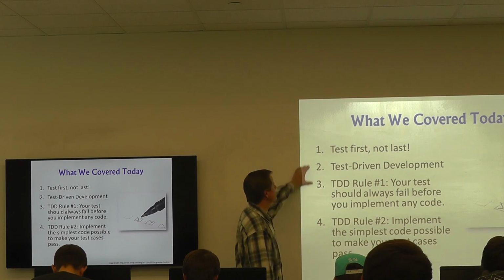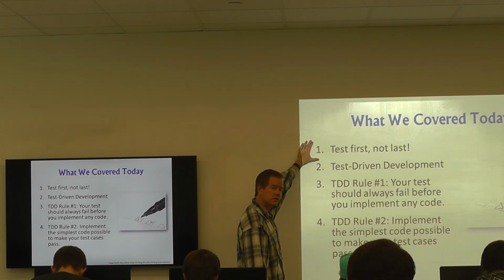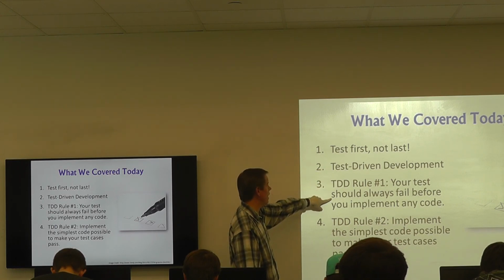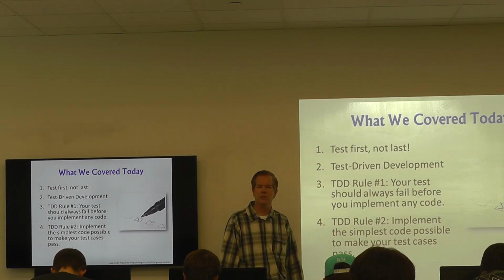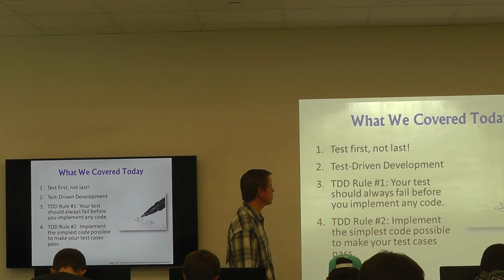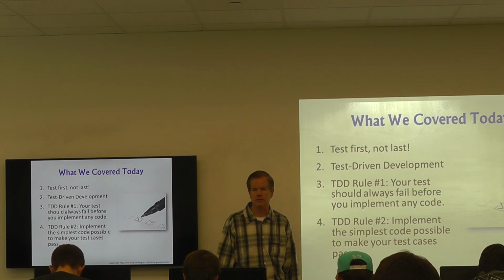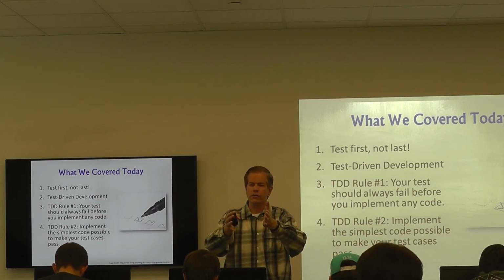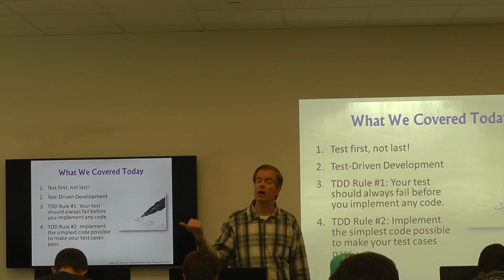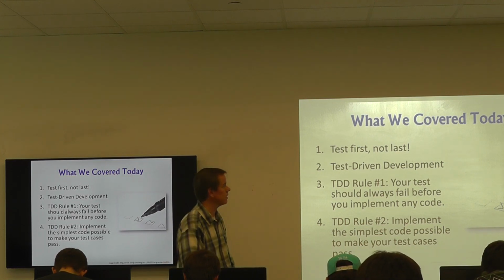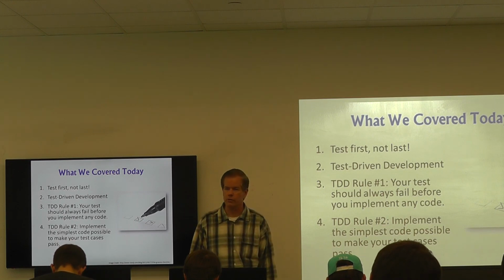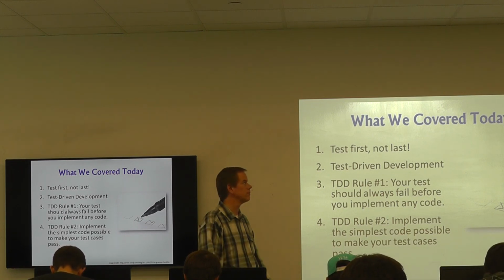All right, what did we cover today? Test first, not last. The mantra of test-driven development. TDD rule number 1, your test should always fail before you implement any code. If it passes, something horribly, terribly wrong is going on. And TDD rule number 2, implement the simplest code possible to make your test case pass. So don't make code this big, make it as focused as possible. Only implement the code that you need to get that test case to pass. And then move on and write another test case for more functionality. That's it. That's all there is to test-driven development. So when you encounter it in the real world, you go, oh yeah, I remember that.